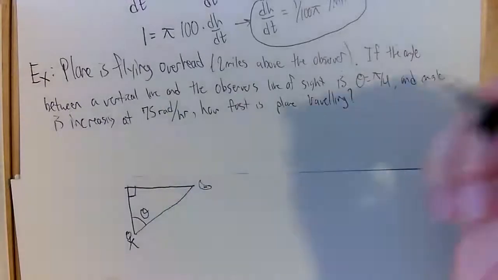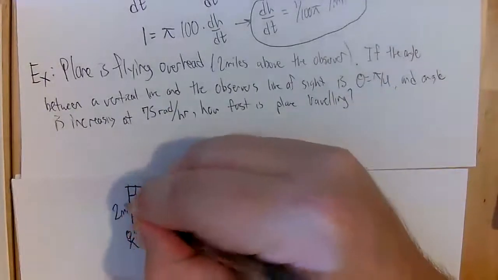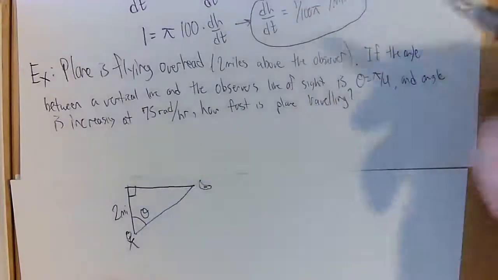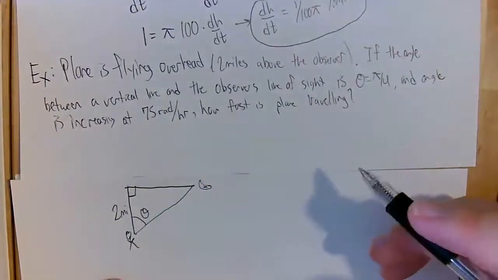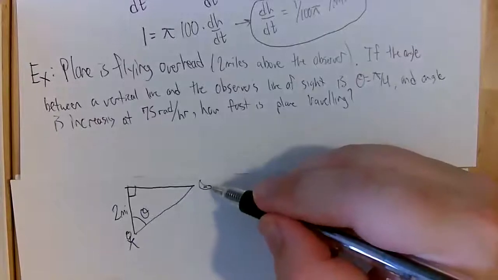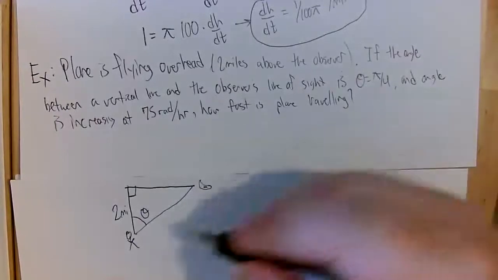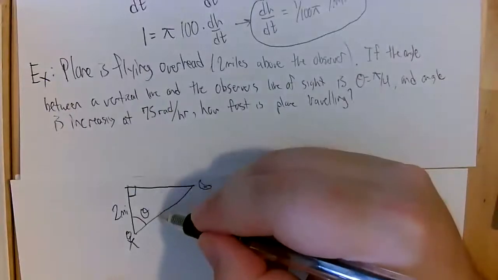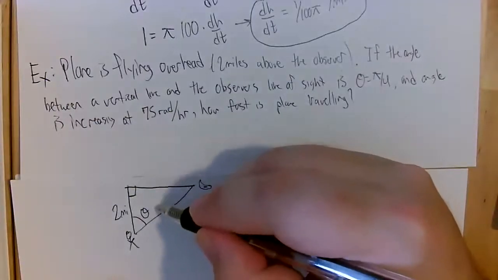All right, now we know that this distance is 2 miles, and this distance isn't changing. This is how high the plane is, and it doesn't say anything about the plane changing height at all. What is happening is as the plane moves to the right here, our angle is going to keep getting bigger and bigger, and our angle is increasing this way.